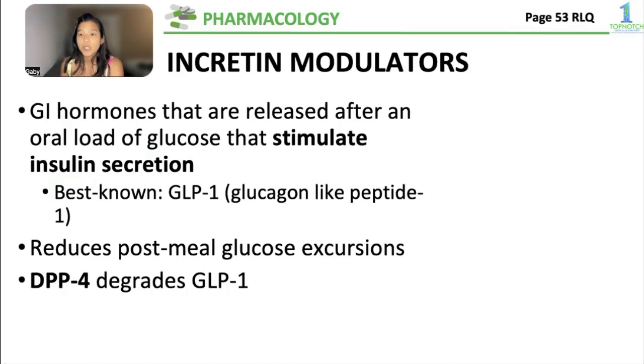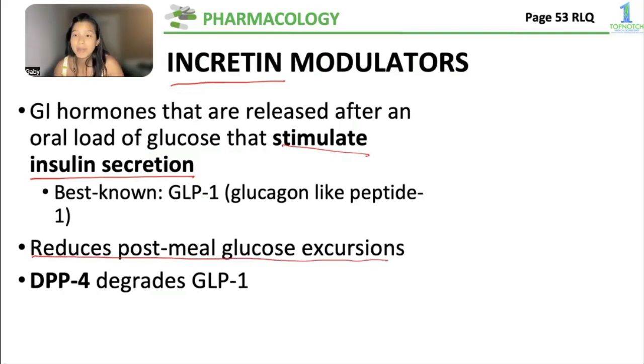Next, we have your incretin modulators. So first, let's discuss ano nga ba si incretin. So incretin is a hormone that is released after an oral glucose load. So if you give glucose IV, it won't really increase your incretins as much as oral glucose will. What incretin does is it stimulates insulin secretion. So the best known incretin is your GLP-1 or glucagon-like peptide 1. And because it promotes insulin secretion after an oral load of glucose, it reduces post-meal glucose excursions. Kasi a lot of your diabetics will have postprandial hyperglycemia. So incretin modulators are very good for those.